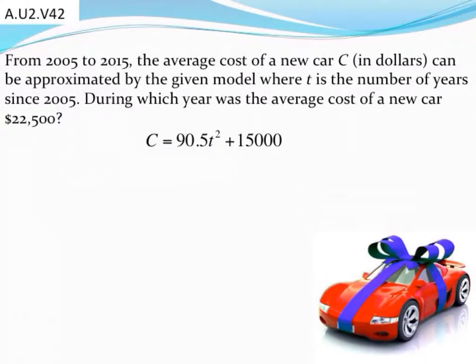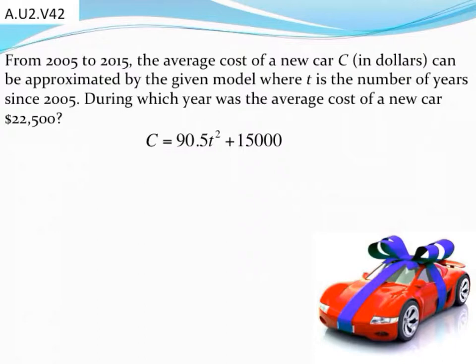In this example, we're given a model for describing the price of a car between the years 2005 and 2015. Now, I noticed that this model is quadratic, meaning it has a squared term, but since there is no single t, just t squared, we should be able to solve this problem using square roots like we did with our falling object problem. So let's go ahead and do that.